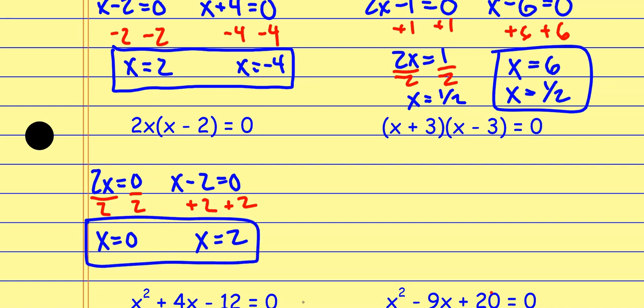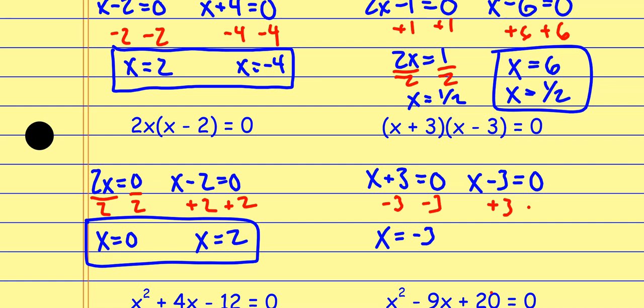This guy, same kind of thing. The first thing is an x plus 3. The second thing is an x minus 3. So I set each of those equal to 0, and I solve. Here I subtract the 3 from each side, and I get x equals a negative 3. Here I add the 3, and I get x equals 3. That's it, done and done. Those are my two answers.